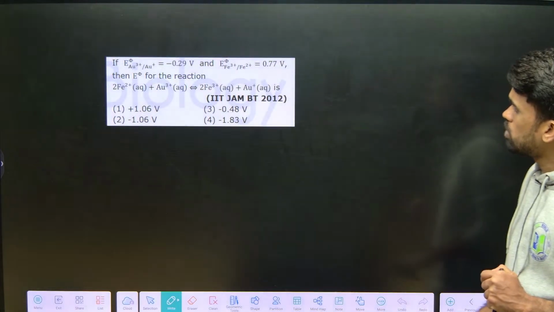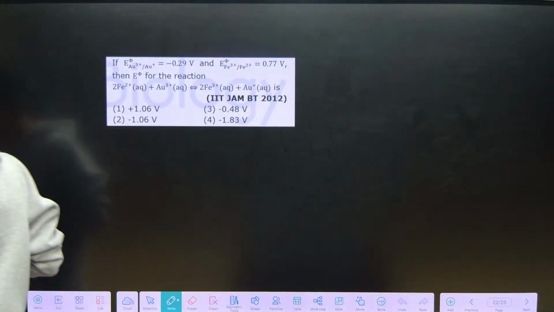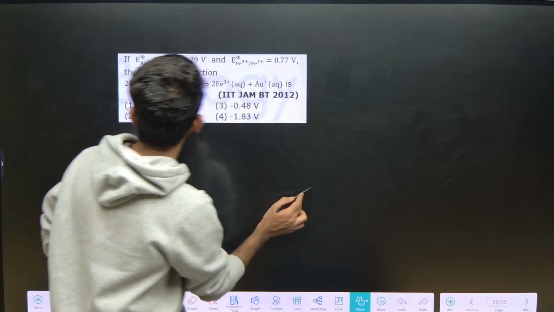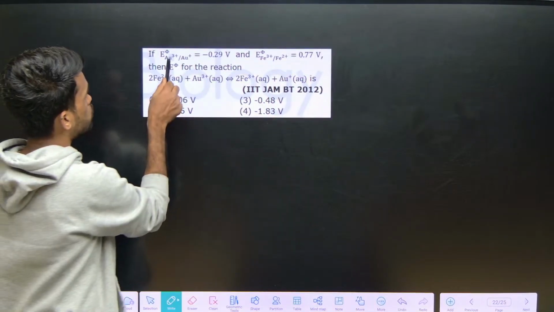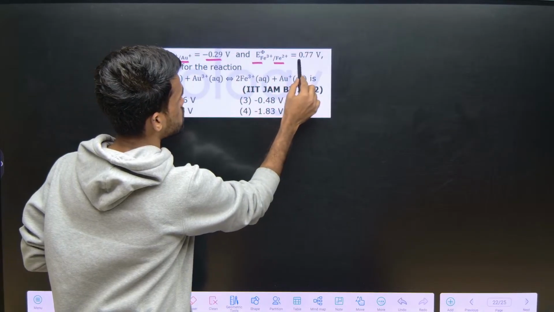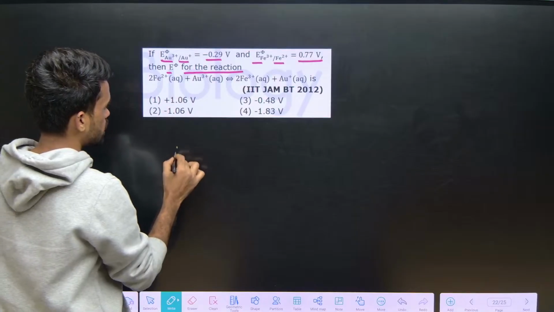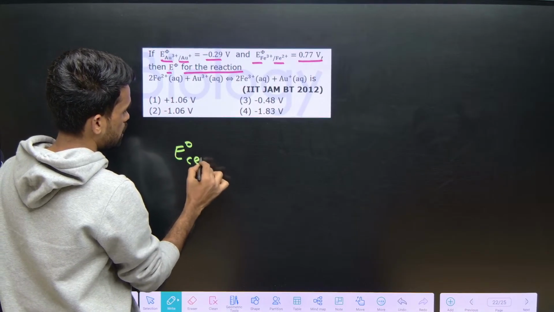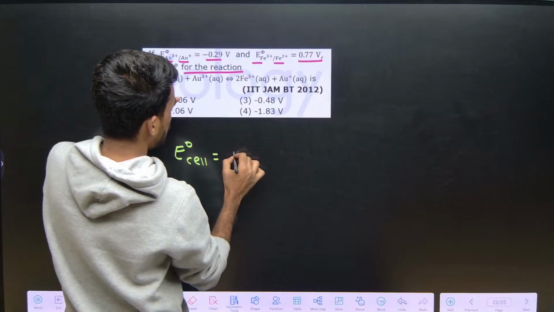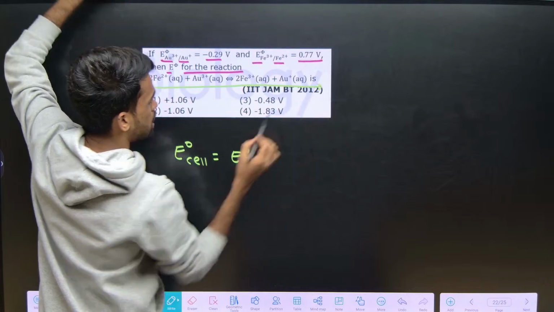Before that, just look at this example. Whatever we have learned till now about the galvanic cell, you can use here. If Au plus 3 to Au is this much and Fe plus 3 to Fe plus 2 is this much, then what is E naught for this reaction? So E naught cell will be equal to E naught of, so which is undergoing here, just look at this reaction, as per the reaction you can write.